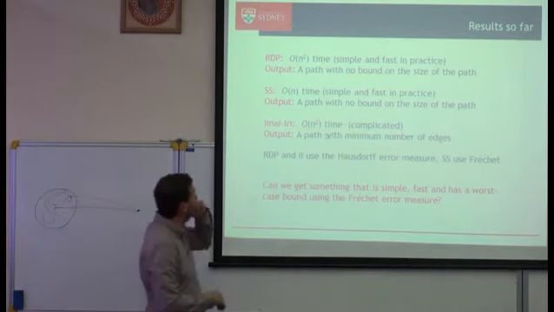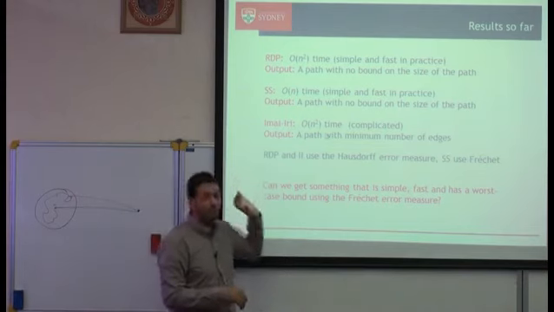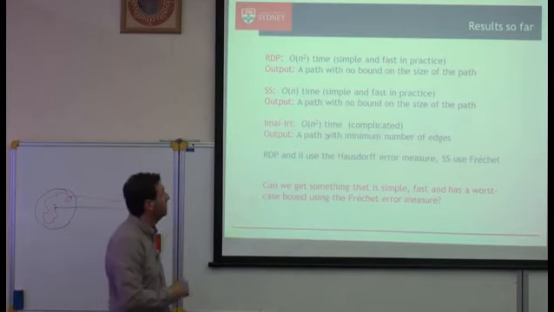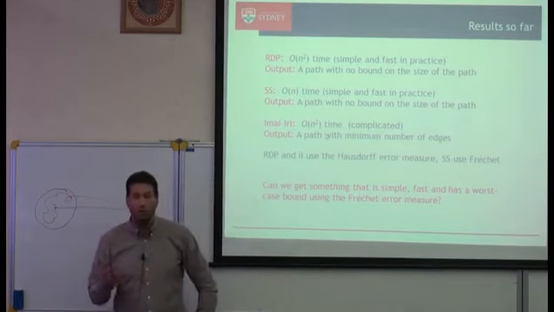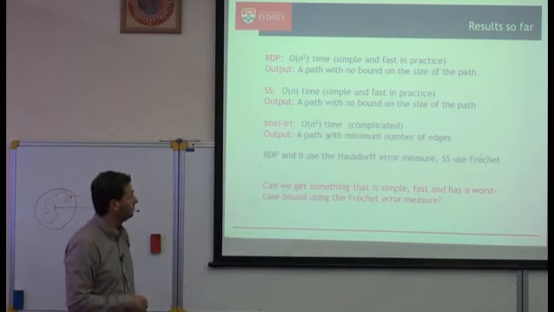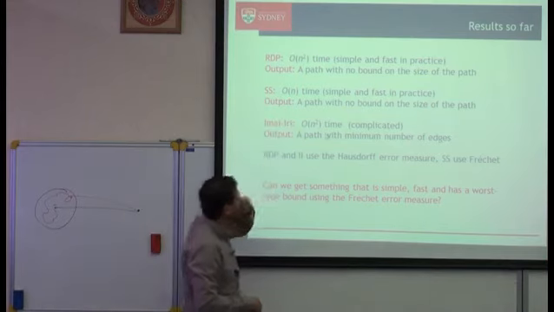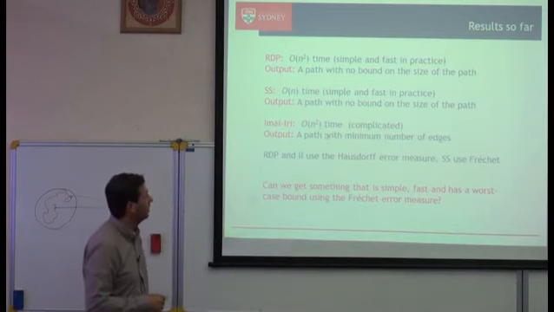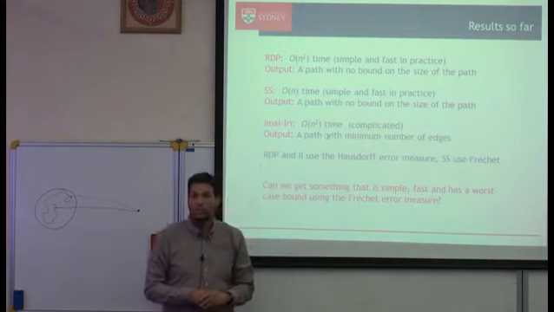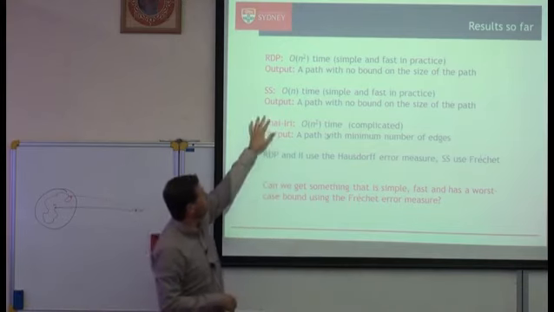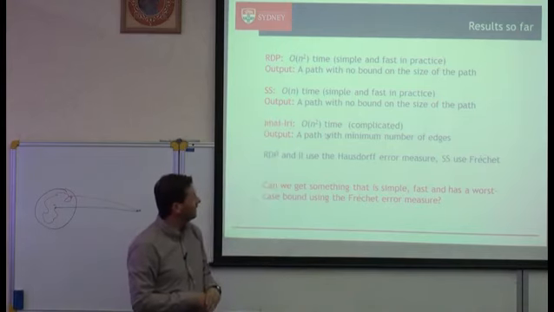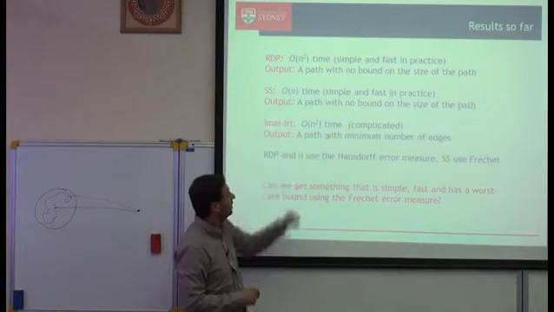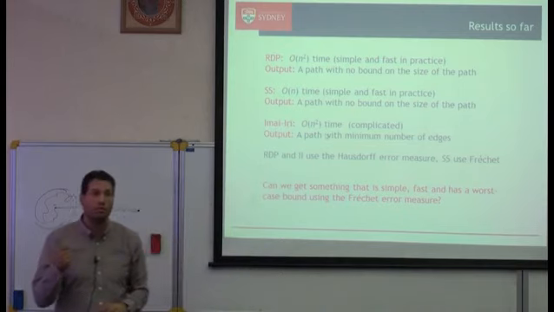Okay, so what we have so far is that the Ramer-Douglas-Peucker algorithm runs in worst-case quadratic time. It's very simple, and it's fast in practice, not in theory. But it outputs a path with no bound on the size. And this uses the Hausdorff distance. The simple simplification by Dremel and Rote is extremely fast. It has linear running time. Again, there is no bound on the size of the path. This uses the Fréchet distance for the error measure. Imai and Iri, the quadratic time simplification, is fairly complicated, but it will give you the simplification with the minimum number of edges.